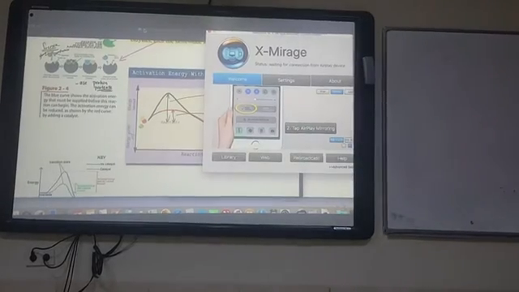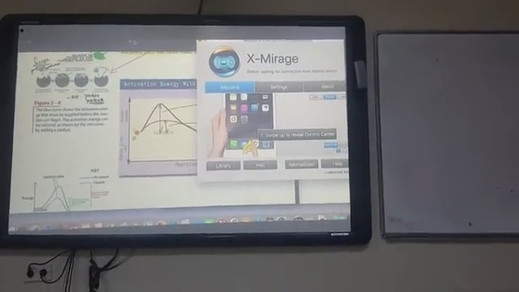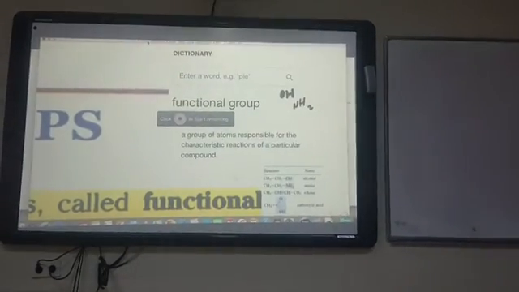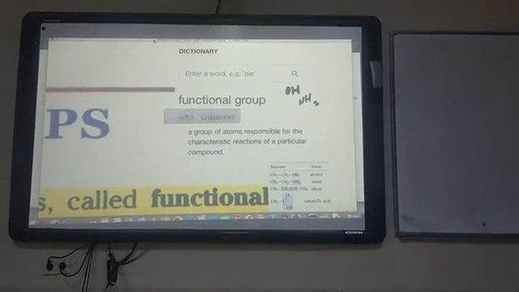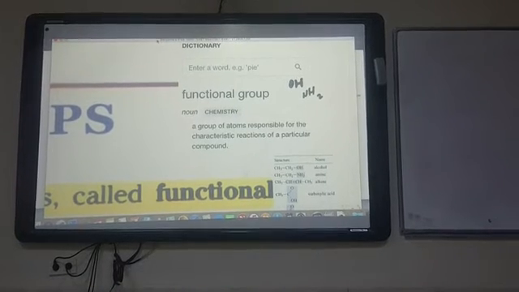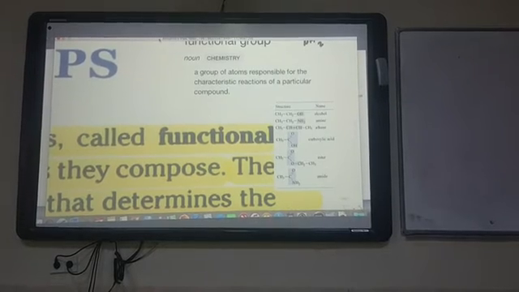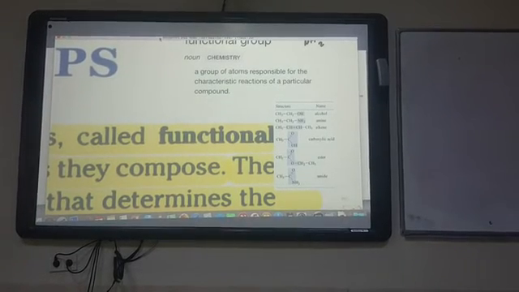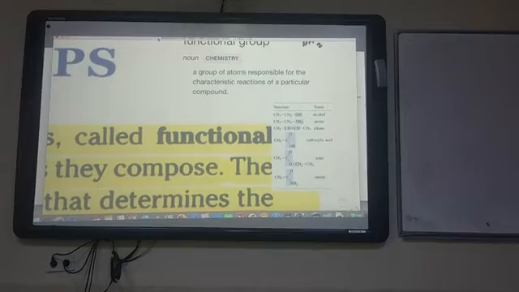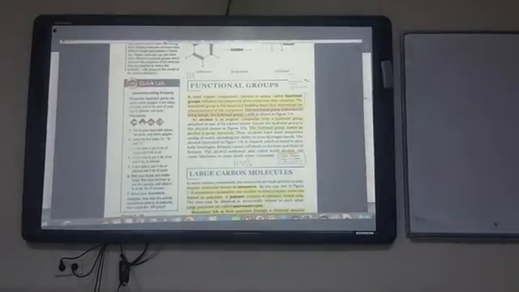This is the definition of the functional group. You should know this definition: a group of atoms responsible for the characteristic reaction of a particular compound. Also, it's like a nickname of the molecule. And alcohol, hydroxyl, is the functional group of alcohol.